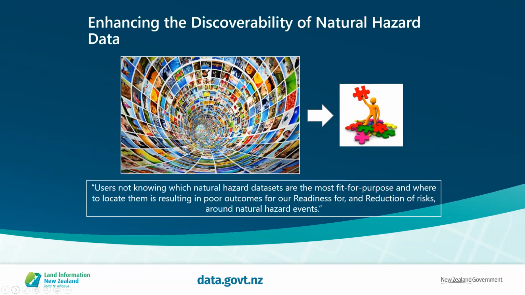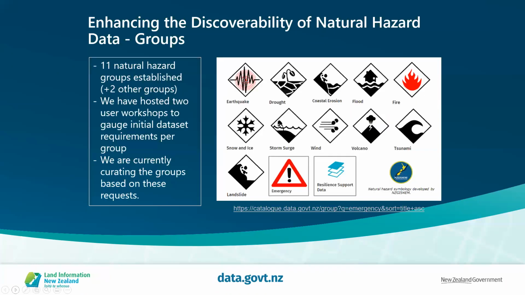And the way we've done that, if we skip on to the next slide, is on that data catalog to create different thematic groupings of natural hazard data, where you'll find catalog listings for key data that sits under those categories. But it does rely on government agencies and local government agencies making that data available.